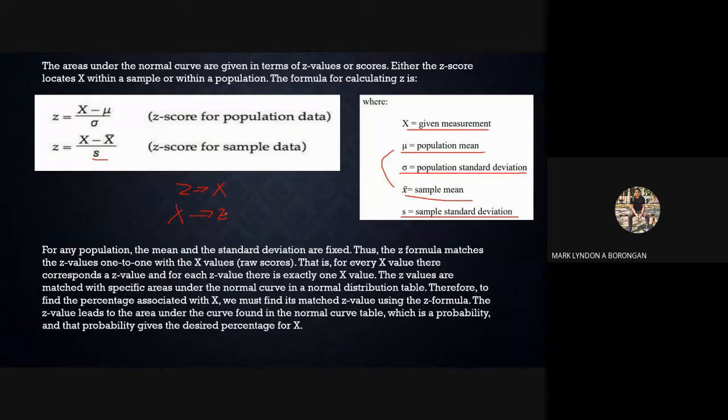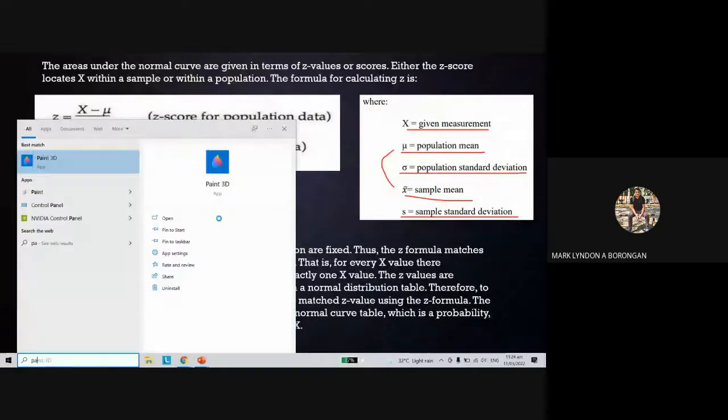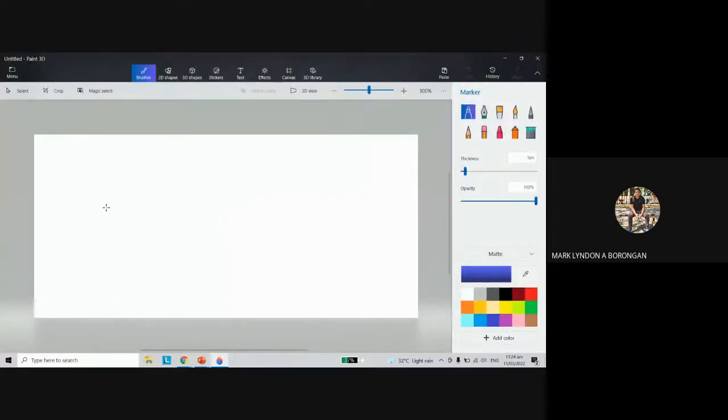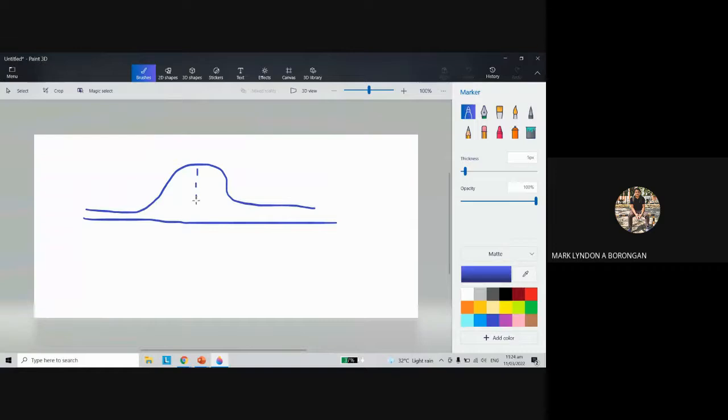Sige. So the z values are matched with specific areas under the normal curve in a normal distribution table. So let's say for example, naa tay normal curve diri. Sorry guys. If naa tay normal curve, ang giingon diri sa slide is the z values are matched with specific areas. So let's say for example, kani siya, this is 0. So each nga z values or x values are matched according sa ilang area. Kung unsa siya nga area, didto siya na belong. And also, didto pud ang iyahang probability.